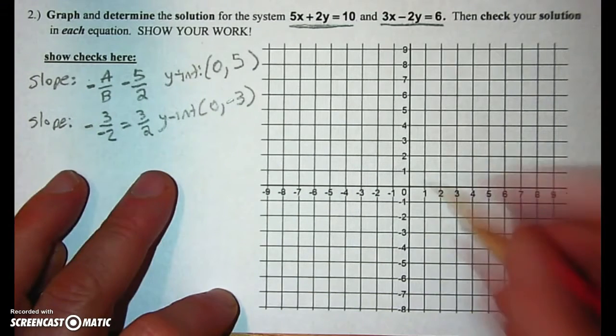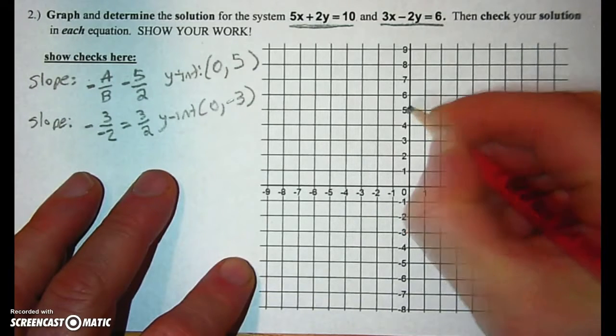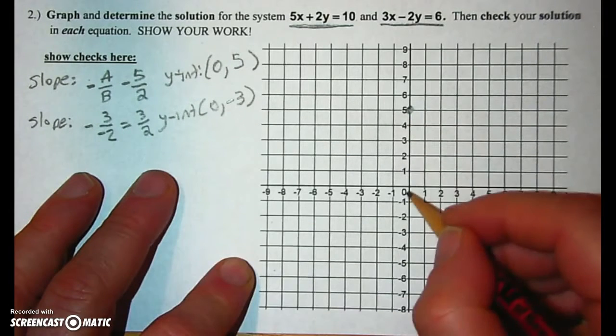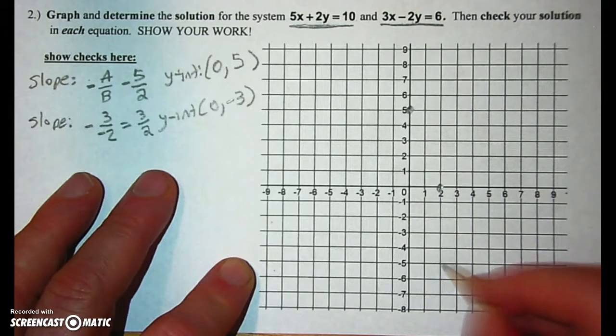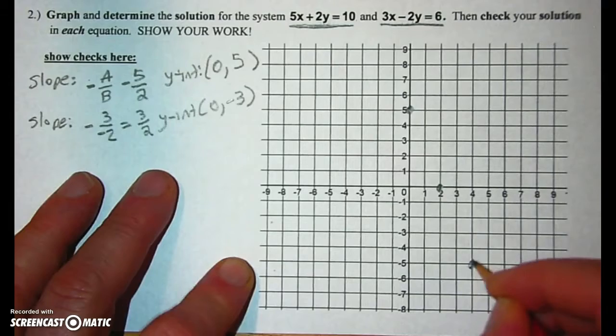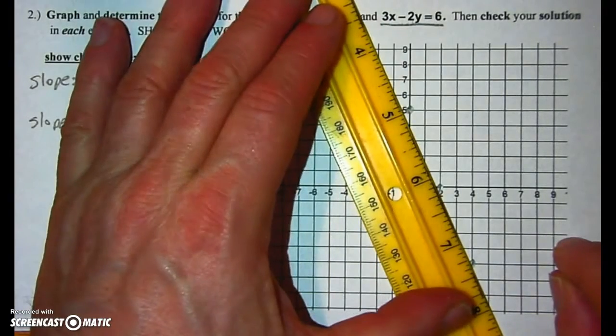So we'll graph the first equation first. That makes sense. We'll start at 0, 5. And the slope tells us to go down 5 over 2. Down 5 over 2. So our first equation, we can graph it now. We've got enough points.